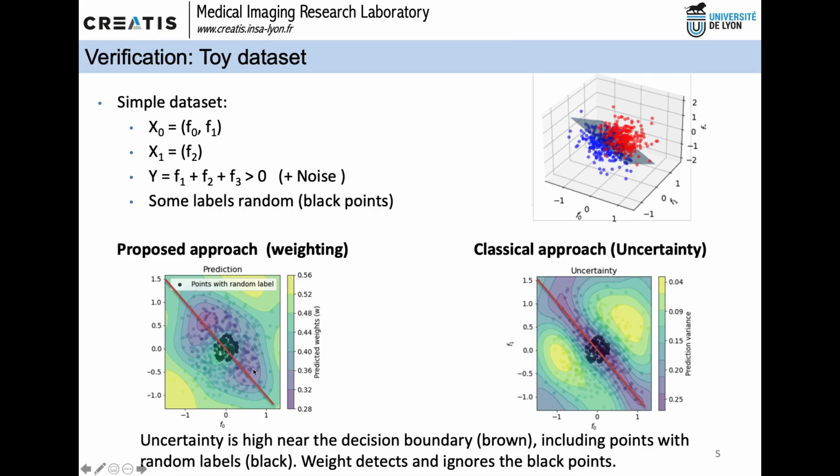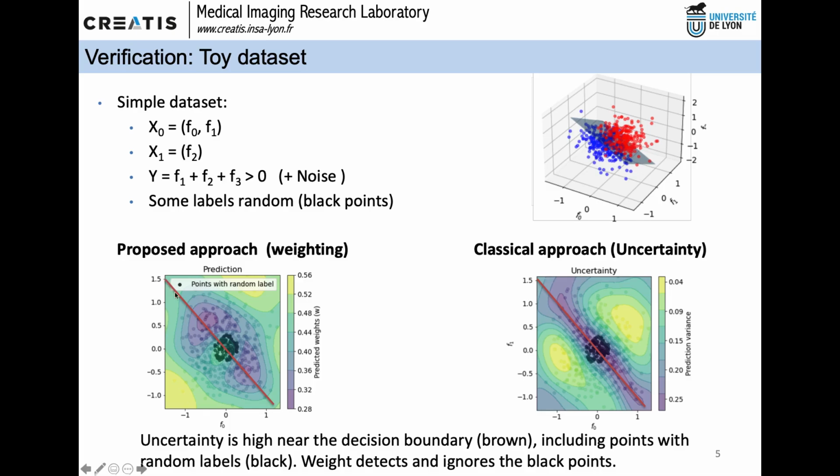And here is our proposed approach in X0. This is F0, this is F1. We will see that there are in purple the regions that our model thinks it's more interesting to acquire X1, and in yellow the ones that it thinks it's not interesting to acquire X1.